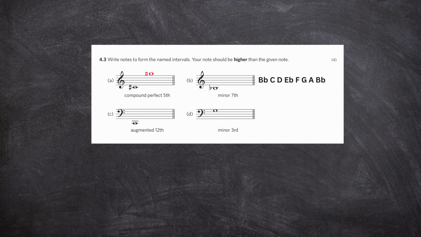Question B. Write a minor seventh above B flat. We can think of a B flat major scale. From B flat to A, it is a major seventh. To make it into minor, the interval has to be a semitone smaller, so the answer is A flat.